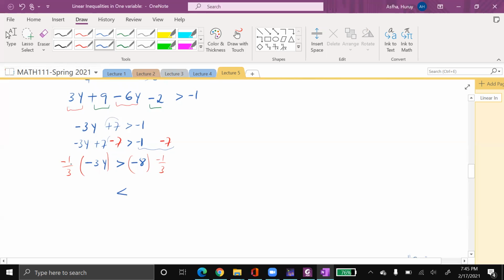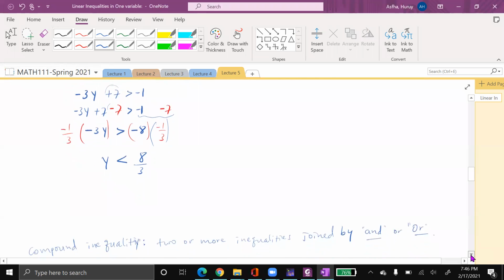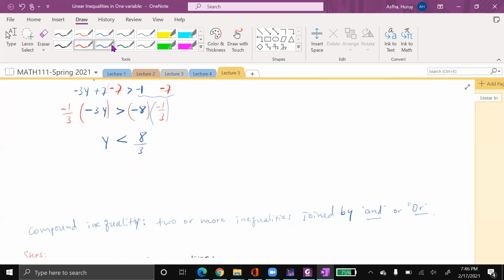And then the next is just we simplify this one, and then we have only y on the left side. And on the right side, we just do this operation, negative 8 times negative 1 over 3. The negative and negative becomes positive. So we have just 8 over 3. Okay. All right. So now what does this mean? How do I write this one? What is the solution set of this one?